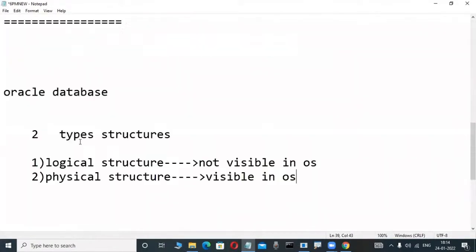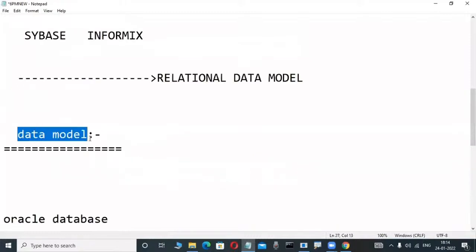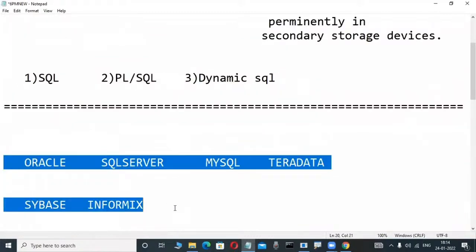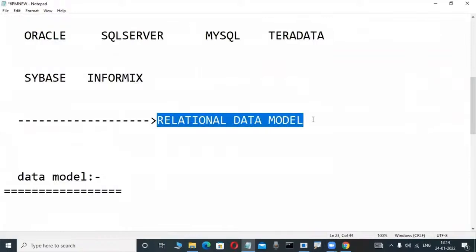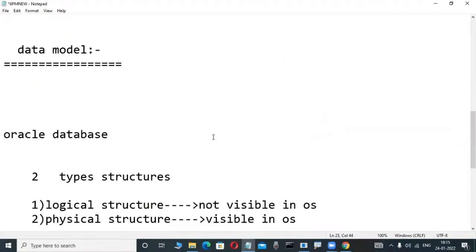Don't worry. Now observe here. What is a data model? First observe. These products are all implemented based on which concept? The relational data model, from 1970 onwards. This is a new model, and one fellow introduced it. I will tell you, but before that, what does a data model mean? It's easy. Does anybody have an idea?